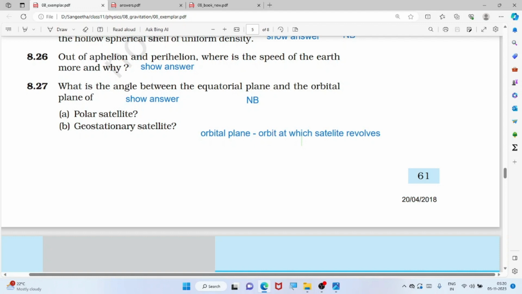What is the angle between the equatorial plane and the orbital plane? As I already told you, the orbital plane depends on the orbit of the satellite. A polar satellite goes north to south, while the equatorial plane is on the equator, so there will be a 90-degree angle between the polar satellite's orbit and the equatorial plane. But for a geostationary satellite, the angle is 0 because it is above the equatorial plane only.